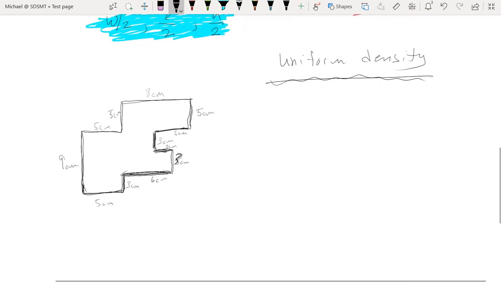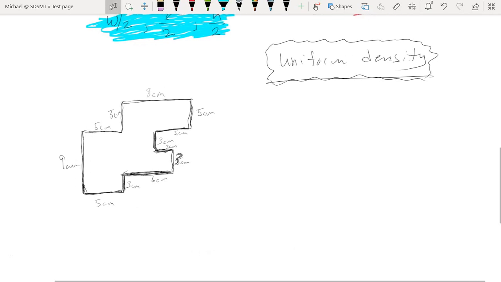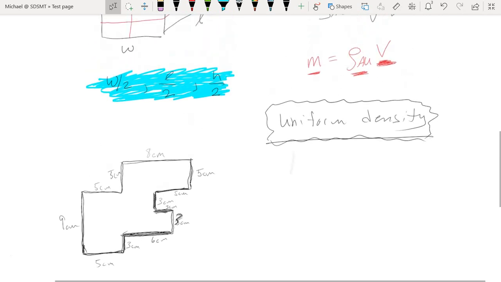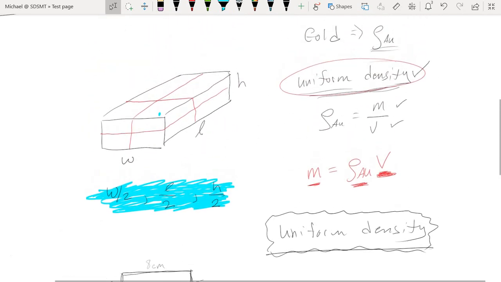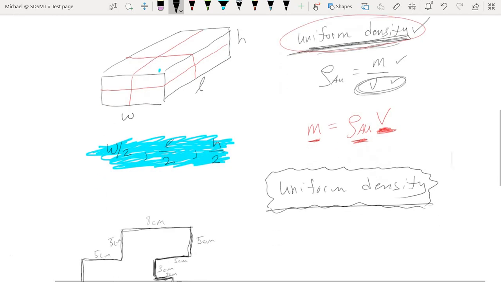So hopefully I got everything correct. I don't have the luxury of having you double check my work, but we'll find out here eventually. And for that, all we have to do is grab a ruler or take out a measuring tape and measure the sides. Because like we said before, if we know that we have uniform density, really the only thing that we have to keep track of is the volume of our object.